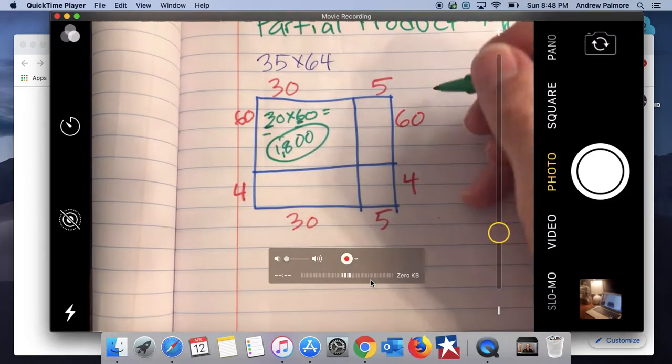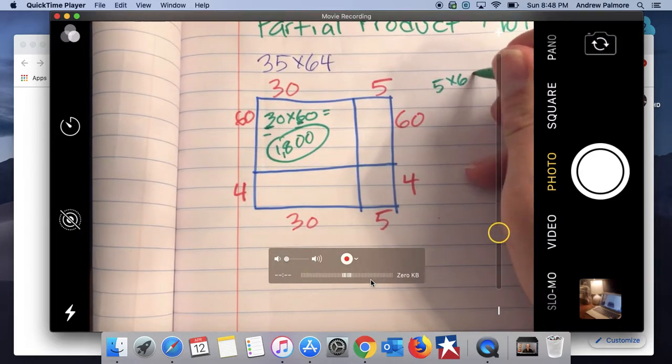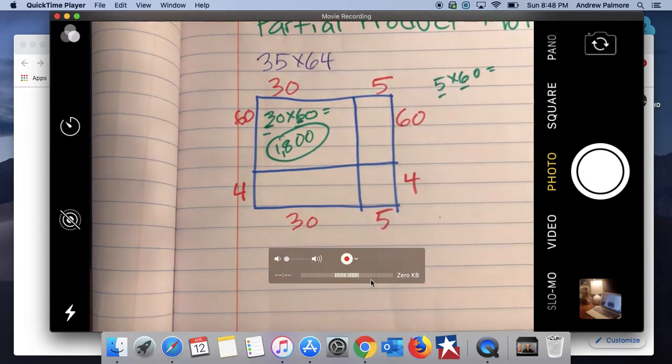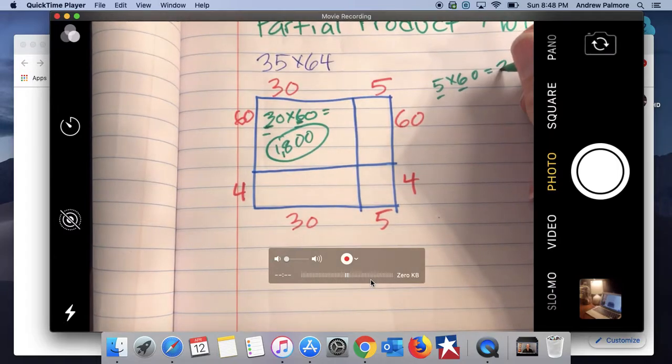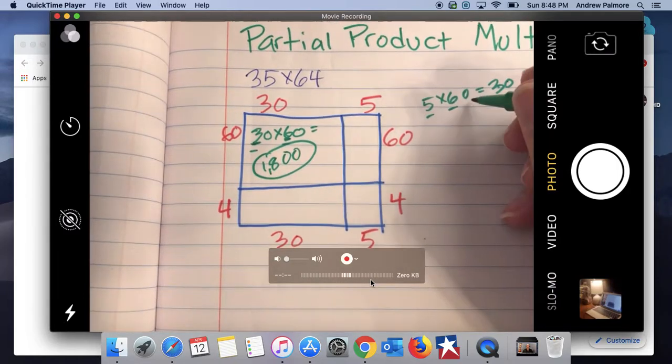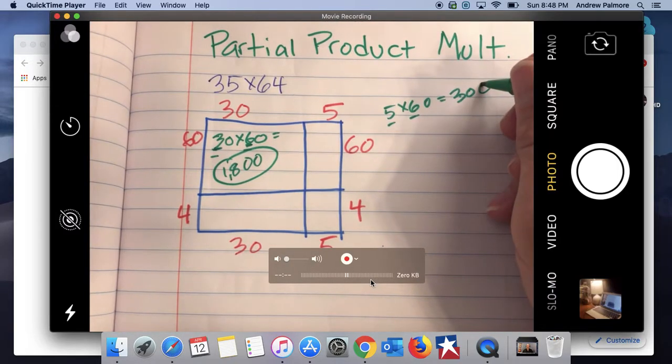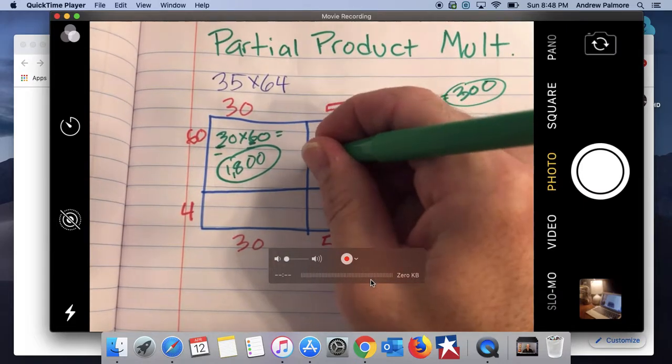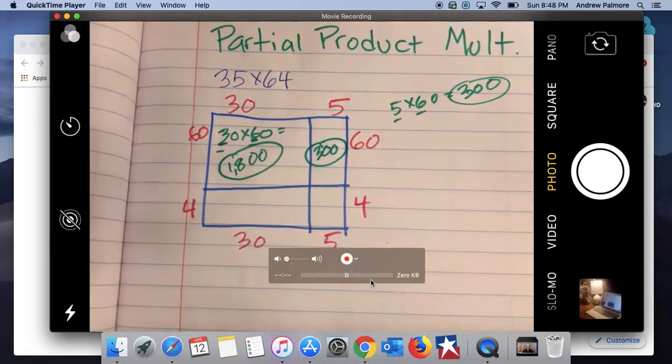Okay, 5 times 60, I'll do it over here. 5 times 60. What's 5 times 6? 30. Then I'm going to add one power of 10 to make that 300. Okay, and I'll put the answer here.